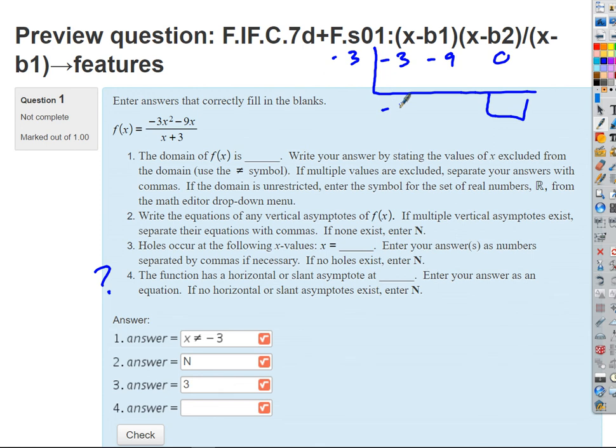If I do my synthetic division, I bring down the negative 3, I get 9, that's a 0, and in this case I get 0. So I do get a 0 remainder. But either way, whether I have a remainder or not, this is the equation of my slant asymptote right here. I get negative 3x plus 0. So my slant asymptote is y equals negative 3x. That's all I would put down here. That's a pretty satisfying one. Okay, make sense?